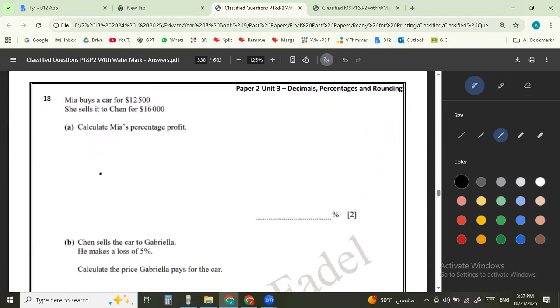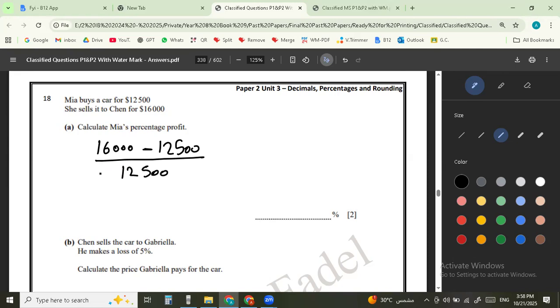Mia buys a car for $12,500. She sells it to Chen for $16,000. Calculate Mia's percentage profit. No problem at all. The percentage profit, we have just answered a similar question to this. What is the profit that she made? Well, she made 3,500. I'm going to do it 16,000 minus 12,500, which is the change, at the top end, over the original price.